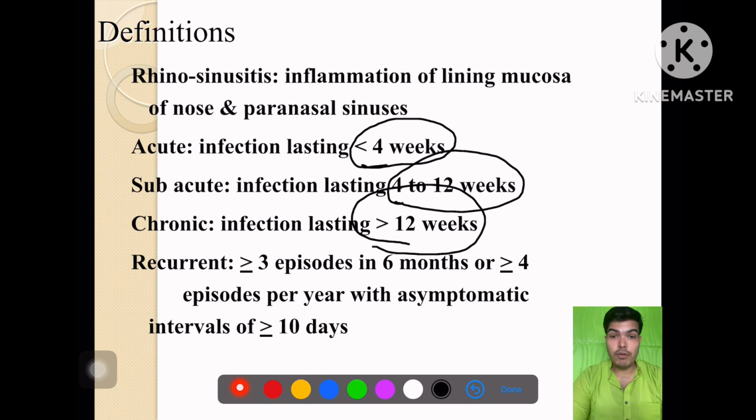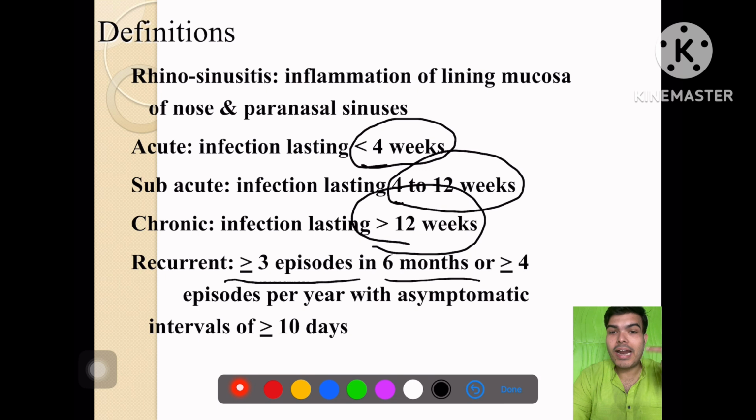And there's a definition for recurrent sinusitis. Recurrent rhinosinusitis is defined as greater than or equal to 3 episodes in 6 months, or greater than or equal to 4 episodes per year, with an asymptomatic interval of greater than or equal to 10 days. Okay, some individuals like me often have rhinosinusitis during winter. So is it a recurrent sinusitis or a chronic sinusitis? You need to tally with the definition.